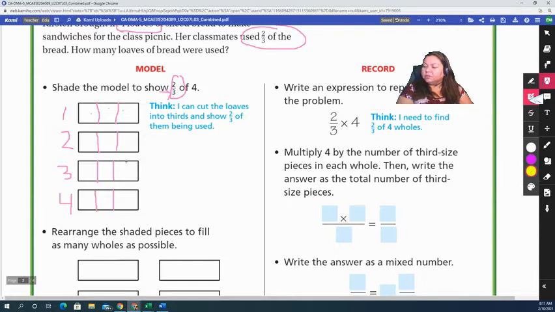Use yellow. Okay, we're going to shade 2 out of 3. So out of these 3 pieces, I'm only shading 2. Okay, and I do that to all of the bread, each loaf of bread. And there I'm showing 2/3 on each.